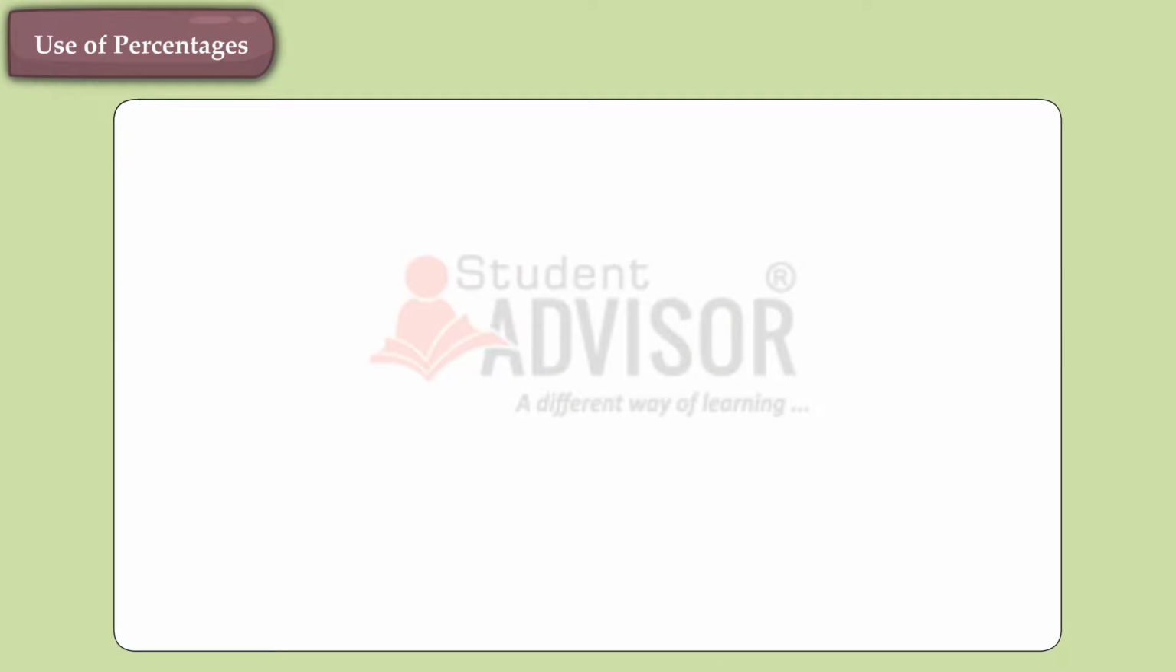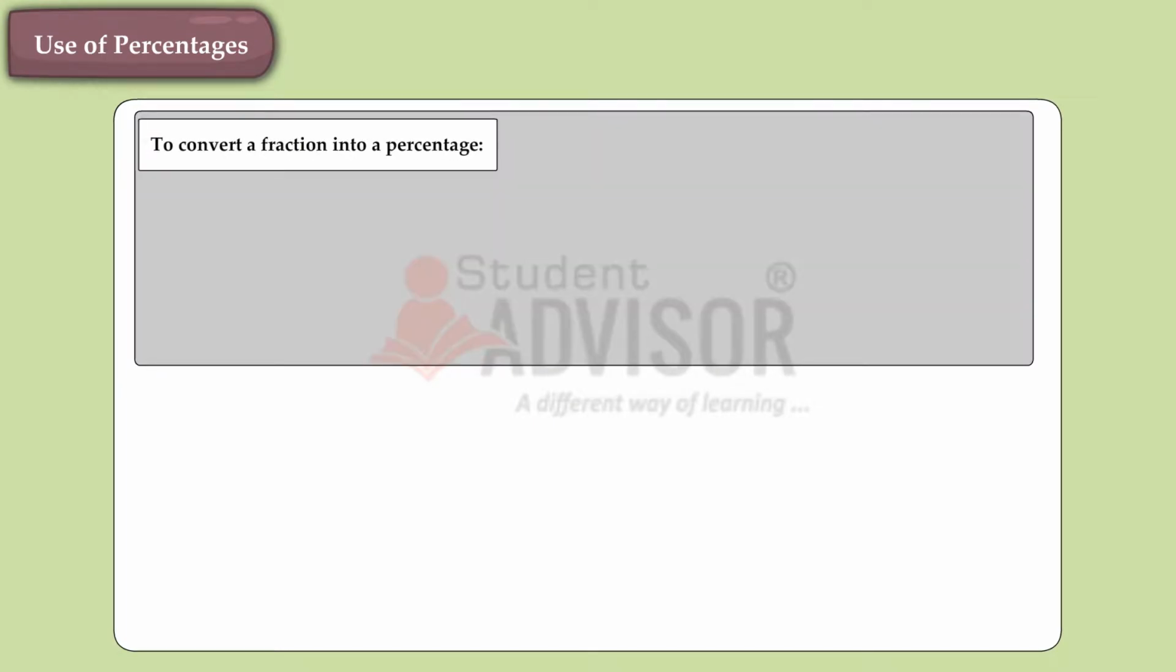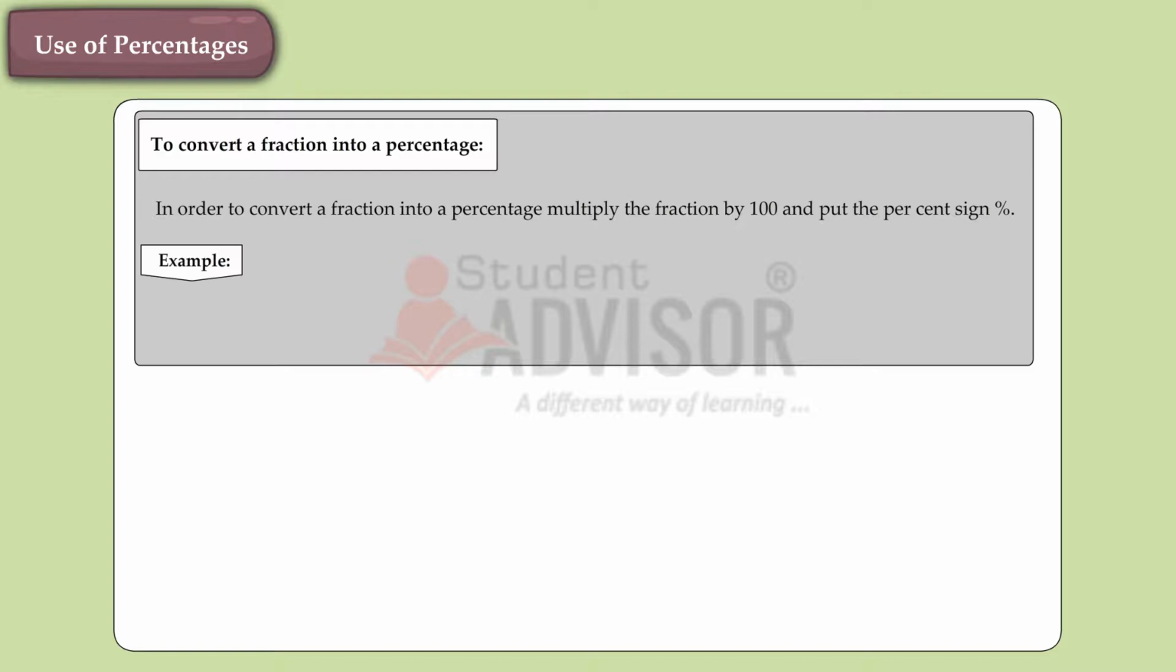Use of percentages. To convert a fraction into percentage. In order to convert a fraction into a percentage, multiply the fraction by 100 and put the percent sign. Study the given example.